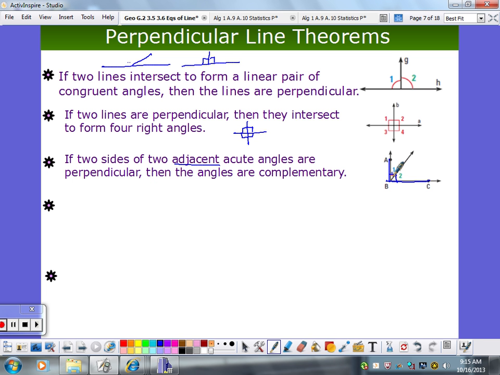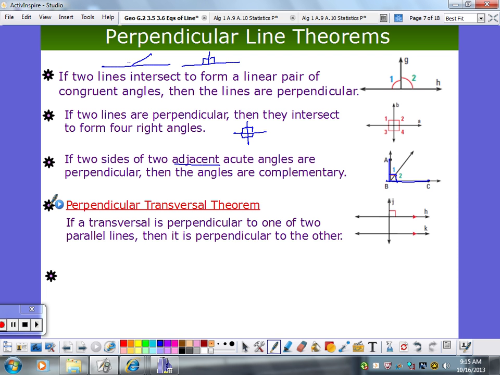If you add up those two things, they're going to be 90 degrees, which is the definition of complementary angles. What else do we have? The perpendicular transversal theorem. If a transversal is perpendicular to one of two parallel lines, then it is perpendicular to the other. Right? So here is one line, you've got your transversal here, it's perpendicular to it. Why is it going to be perpendicular to this one as well?